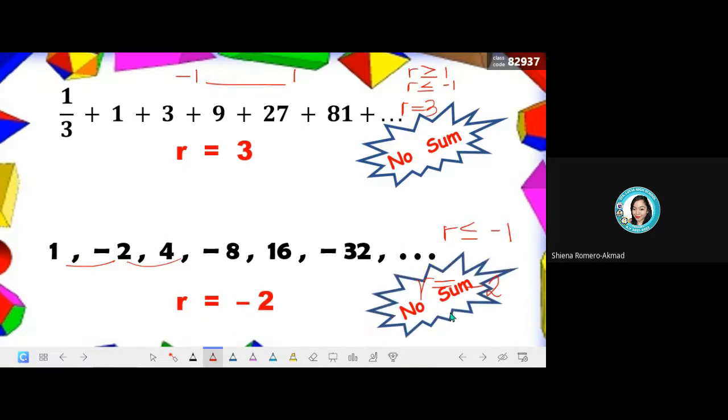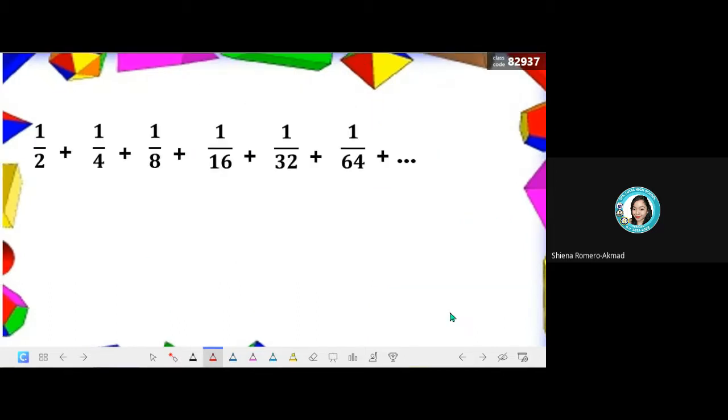Okay? So these are examples of sequences na walang sum. Bakit? Kasi nagko-continue to grow yung kanyang sum. Pag kinuha mo yung sum niya, hindi natatapos kasi tuloy-tuloy yung paglaki ng sum. Sana naiintindihan.